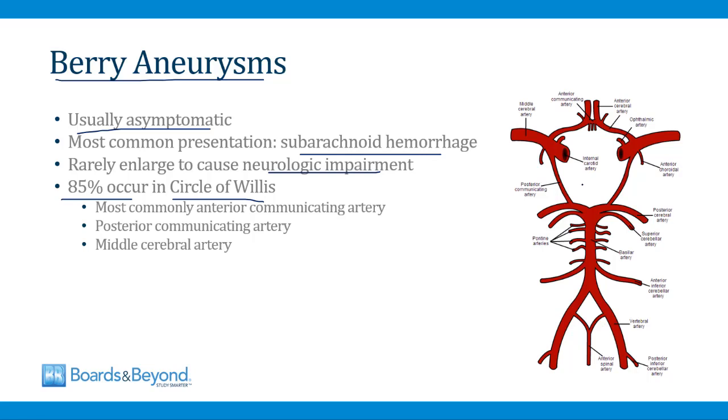So shown on the screen is the circle of Willis, and the carotid arteries fill the circle of Willis at these 2 points here and supply blood to the front part of the brain. These arteries here are called the anterior cerebral arteries, and they connect and have this small connection here called the anterior communicating artery, and that is the most common location of a berry aneurysm, at the anterior communicating artery. The circle of Willis also has this section right here on both sides called the posterior communicating artery, and that is the second most common location of a berry aneurysm. And then finally, the third most common location is the middle cerebral artery. Aneurysms here are relatively uncommon.